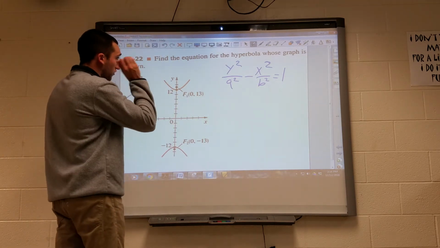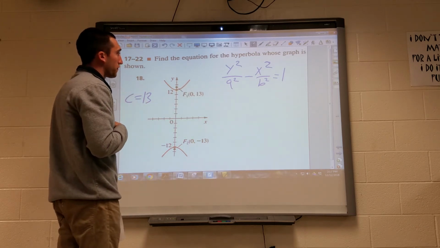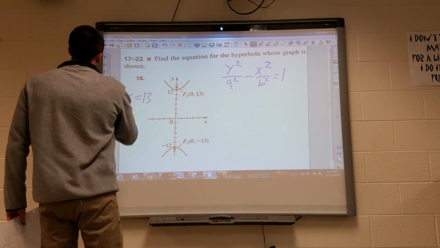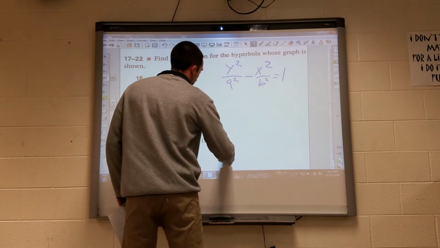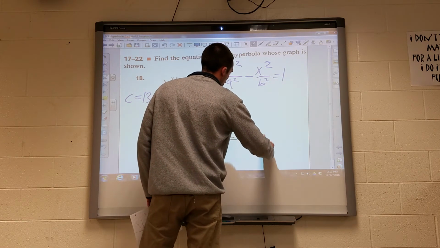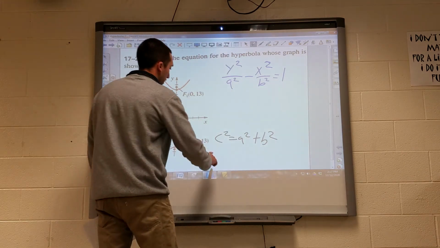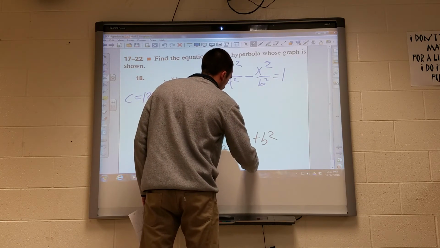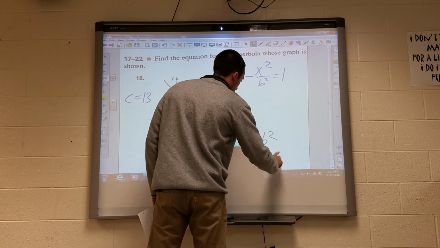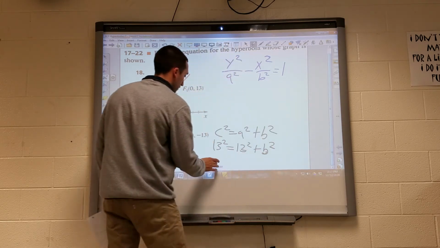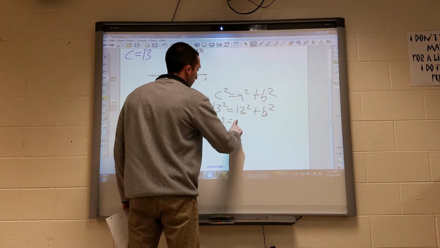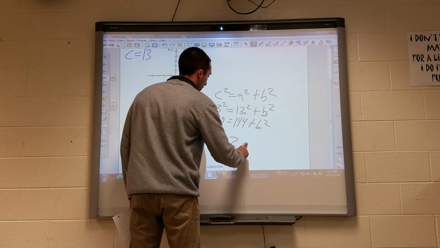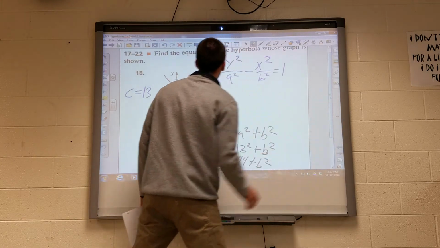So I know what a squared is going to be. I know a squared is going to be 144. But in order to find b, I'm just going to have to use the foci equation. So I know that c squared is equal to a squared plus b squared. Okay, so c squared is going to be 13 squared. A squared is 12 squared, plus b squared. So I get 169 equals 144 plus b squared. So b squared is equal to 25.